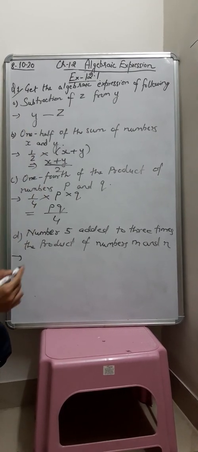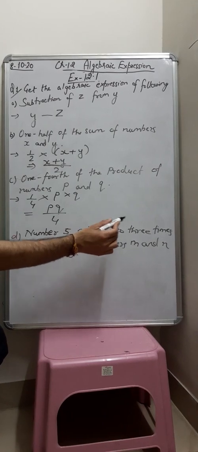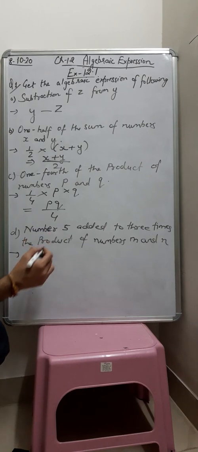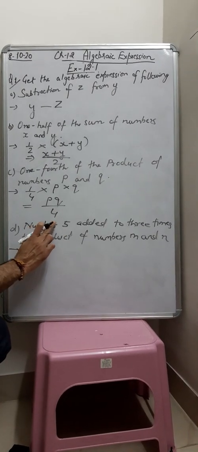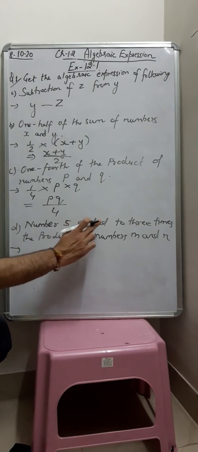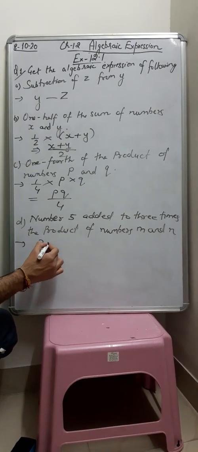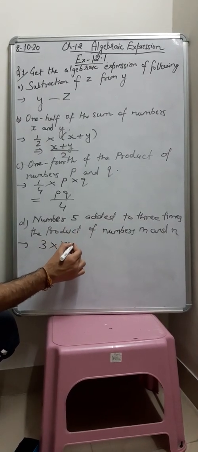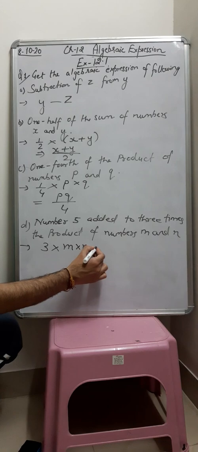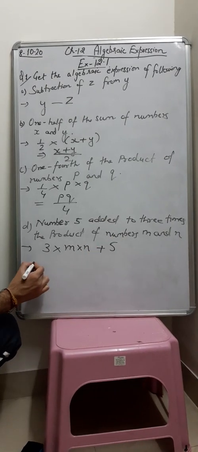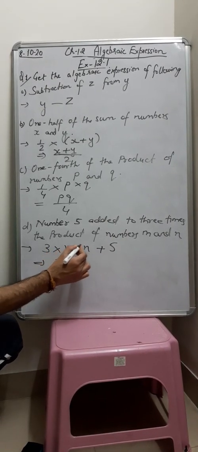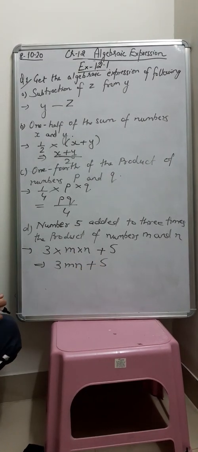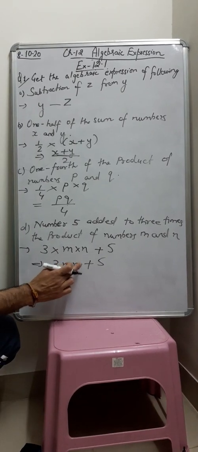The D part. Number 5 added to 3 times the product of numbers m and n. So here we are adding 5 to 3 times the product. 3 times the product means 3 multiplied by the product of numbers m and n. 3 multiplied by m into n. After this you can add 5. So the final expression will be 3 into m into n gives you 3mn plus 5. So this is your algebraic expression, 3mn plus 5.